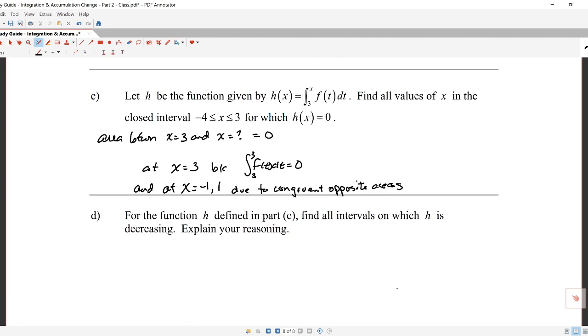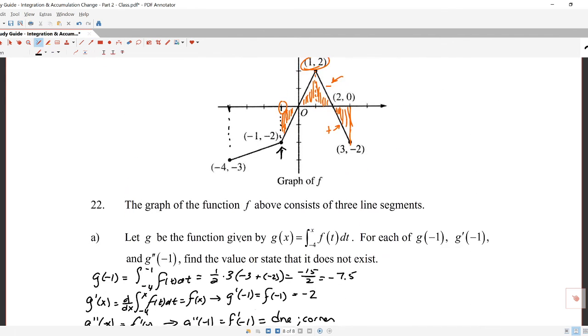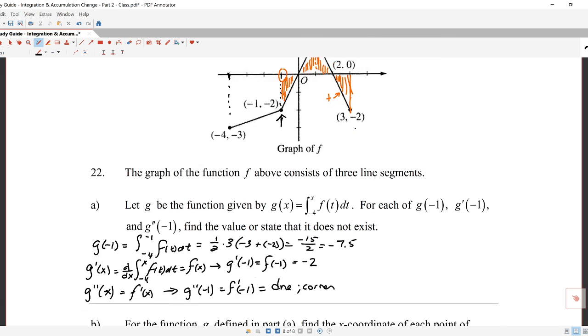All right, and then finally D, for the function h, find all the intervals on which h is decreasing. So h is decreasing implies that h prime, and again, the derivative of all of this would just be f of x. So where f is less than 0. And so if we scroll up, the function f is less than 0 from -4 to 0 and from 2 to 3.